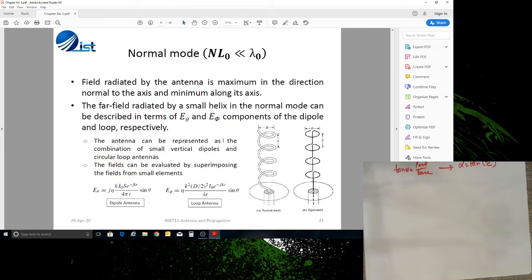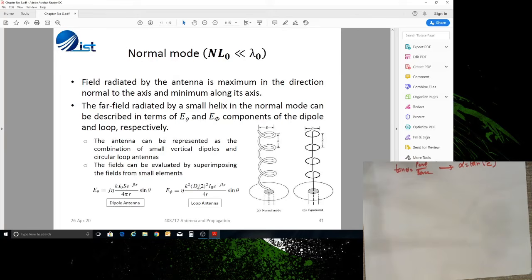So the antenna can be represented as the combination of small vertical dipoles and circular loop antennas. The field can be evaluated by superimposing the fields from small elements. So E theta is from the dipole antenna and E phi is from the loop antenna. So these are the expressions. यहाँ पे सिर्फ ये है कि जो आपके पास यहाँ पे टर्म्स आ रही हैं, यहाँ पे जो दूसरी आपके पास वेरिएबल्स यूज हुए थे उनकी जगह यहाँ पे स्पेसिंग और यहाँ पे आपके डायमीटर ऑफ द लूप को इंट्रोड्यूस करती है.